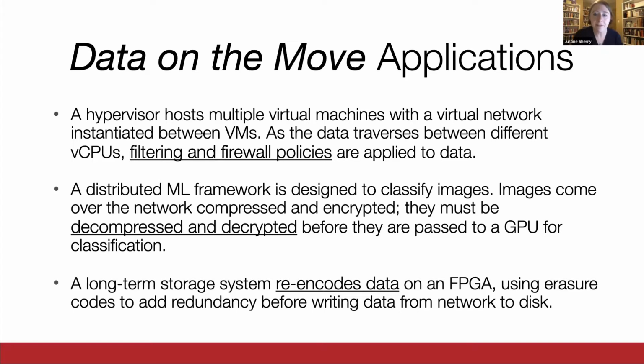And as a third and final data on the move application, we can think of a long-term storage system that's re-encoding data on an FPGA using erasure codes to add redundancy before writing data from network to disk. So once again, there's some application that's writing data to the disk. From a programmer's perspective, we're really just thinking about the application and the disk. And yet there's this hidden intermediary application in flight that's doing the re-encoding for us.